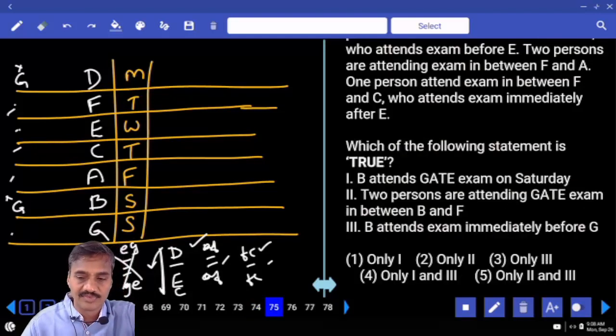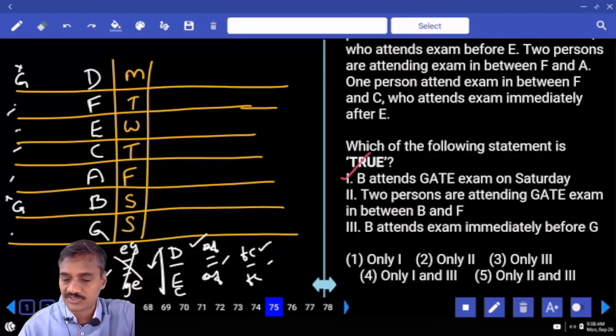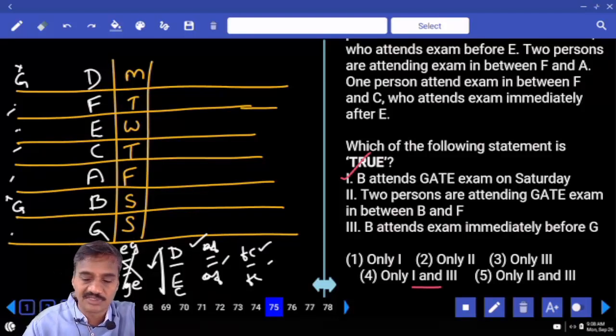And 75, which of the following statements is true? B attends the exam on Saturday, that is definitely true. And next one, 1 to combination ఏముంది? 3 ఉంది. 3 section B attends the exam immediately before G. And that is also true. Hence 1 and 3 choice 4, question number 75.